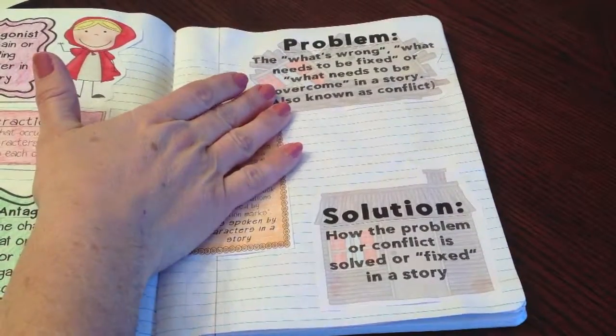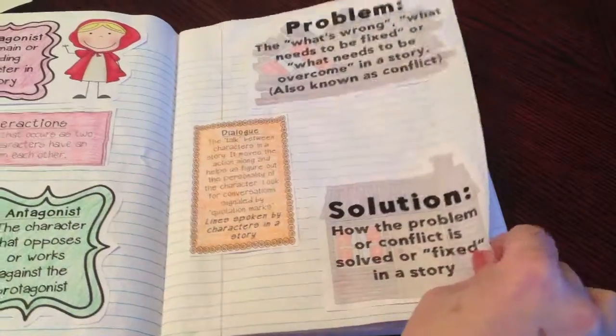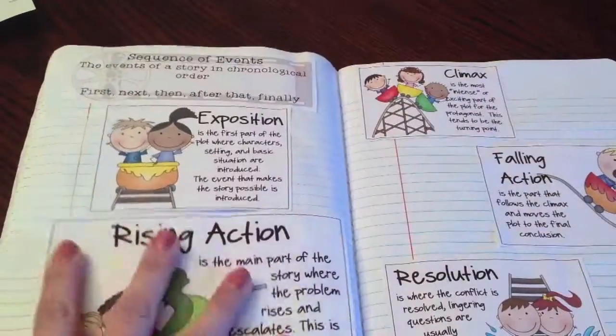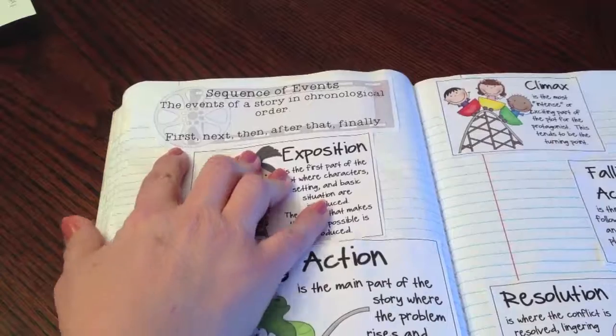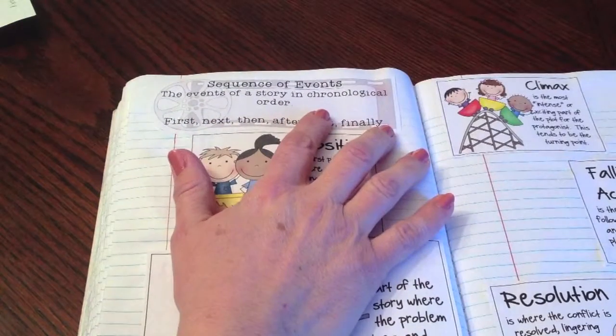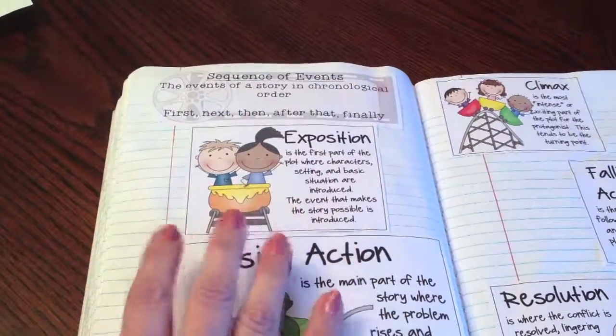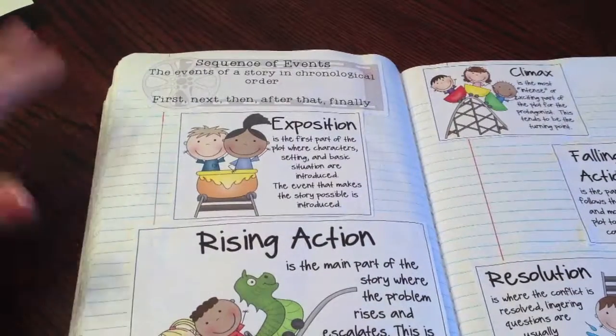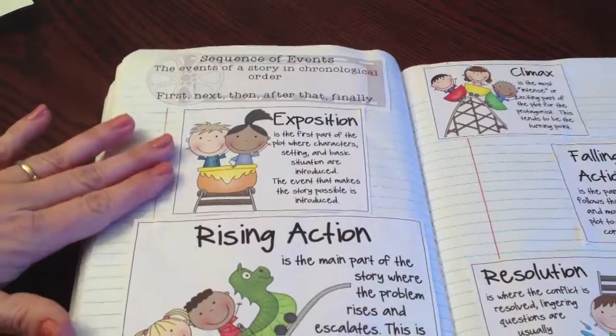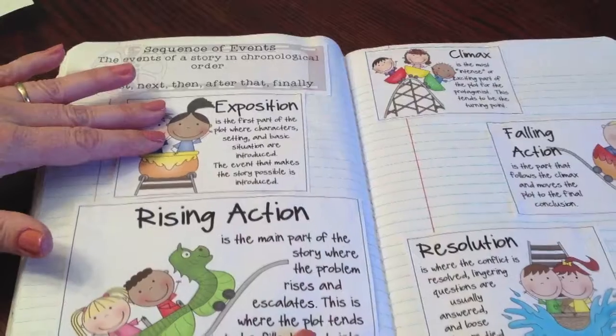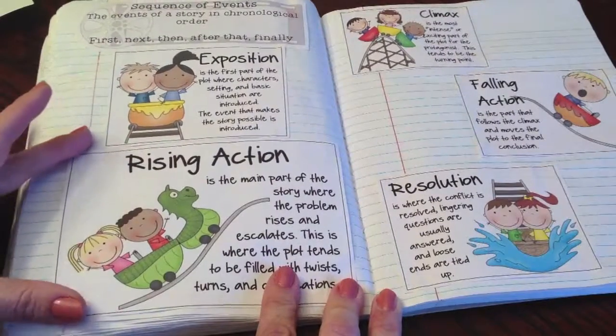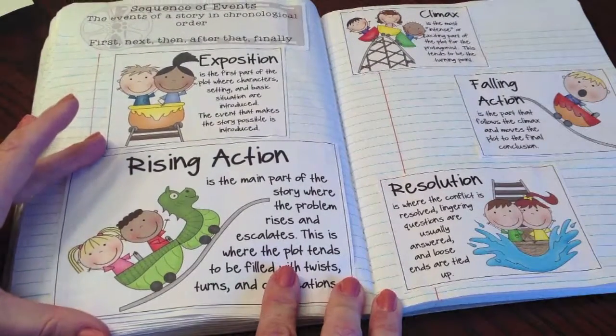So problems or conflicts and their solutions are what lead and contribute to a sequence of events, or what happens in a story. They give the plot a structure. Typically, plots follow a similar basic structure. They have an exposition, a rising action, which tends to be the main part of the story.